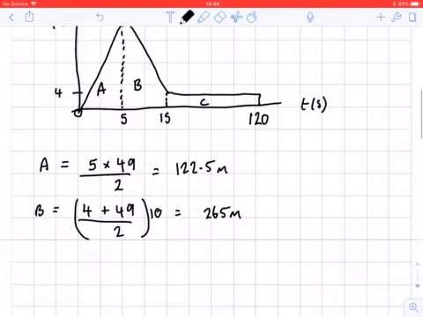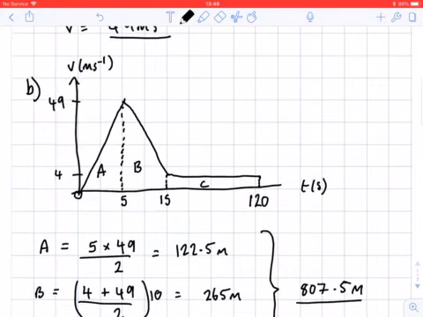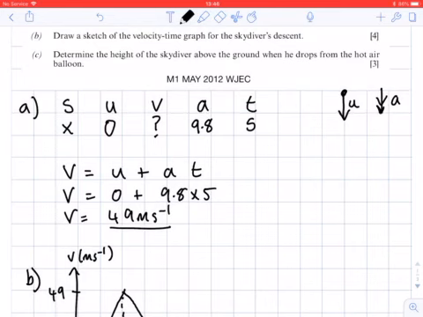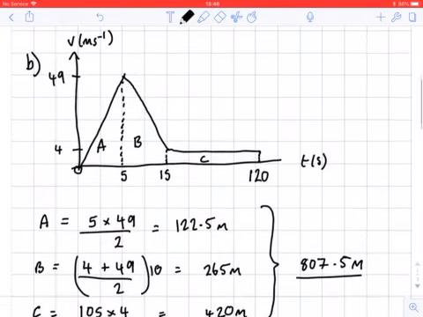And then part C is just a rectangle. So that will be 105 times 4, which comes to 420 metres. And obviously the total distance is the height above the ground, which comes in at 807.5 metres. And again, just be mindful, that little trick there with the 120 seconds, yeah, that's something to look out for. So there we go, that's another style of constant acceleration.